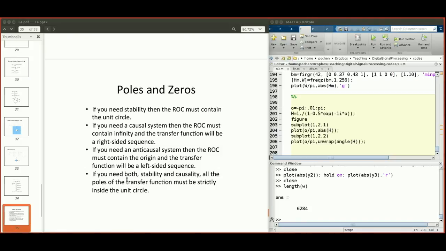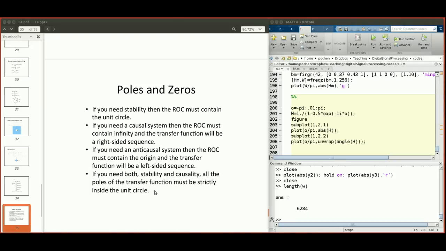And if we need both stability and causality, which is usually the case when designing filters, we want our filters to be stable, bounded input, bounded output, and usually we would like to have causality. Then all the poles of the transfer function must be strictly inside the unit circle. By requiring the poles to be strictly inside the unit circle, we are basically saying that the region of convergence must contain infinity, which gives you a causal system.